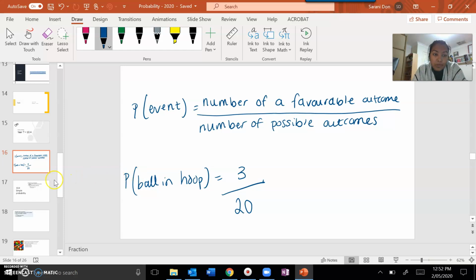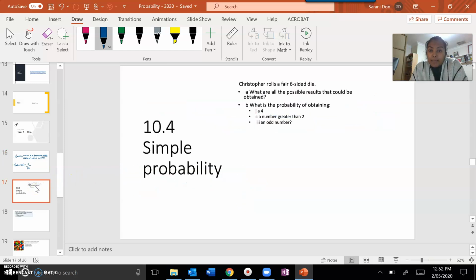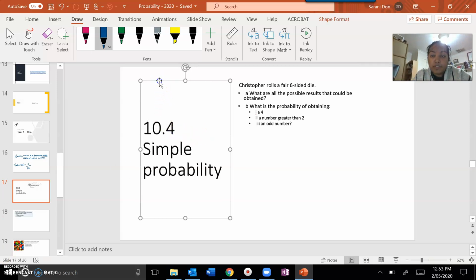All right, so we're going to do a couple of questions. Christopher rolls a fair 6-sided die. Part A, what are all the possible results that could be obtained? So that's really asking for the sample space. B, what is the probability of obtaining a 4, a number greater than 2, and an odd number? All right, so if I were to do this question, let me just get rid of this title so there's more room.